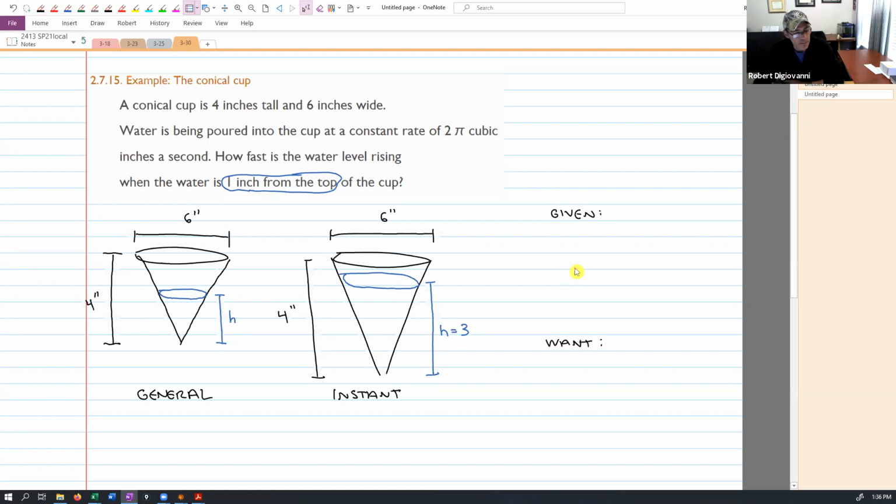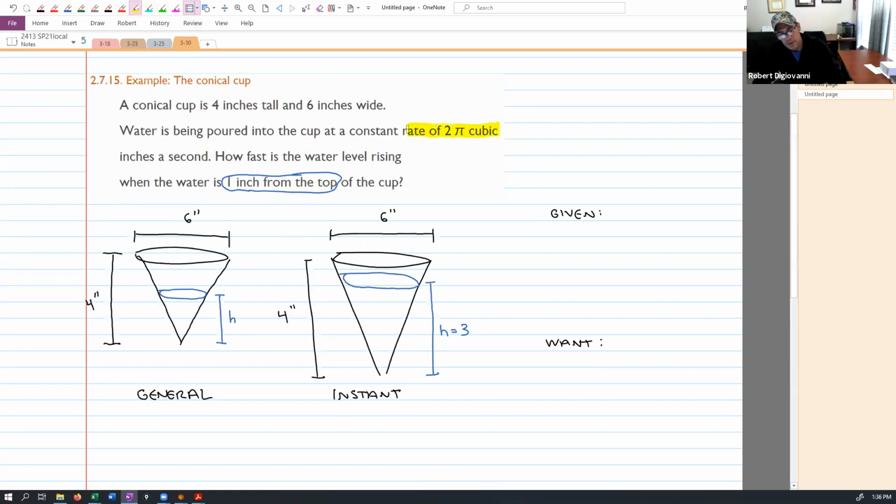So we're given something, right? The conical cup is 4 inches tall, 6 inches wide. We've got that. Out of all of this, what is a derivative? What is a rate, a speed that we're given? The 2 pi cubic inches per second. Did I get that right? 2 pi cubic inches per second is given. This is a rate, right?